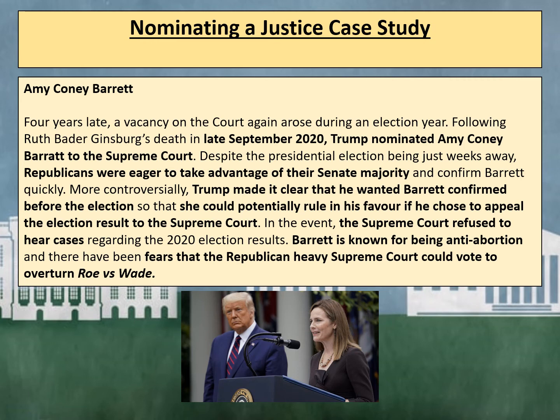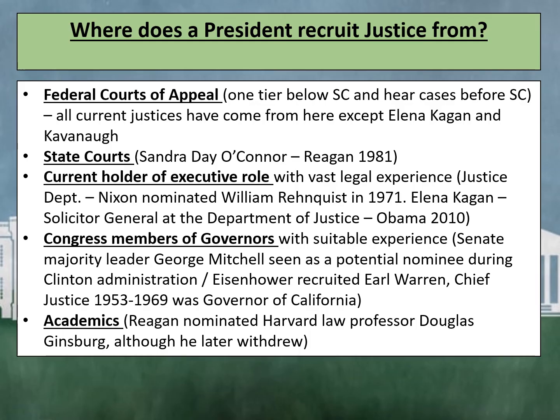Barrett quickly. More controversially, Trump made it clear that he wanted Barrett confirmed and on the court before the election so that she could potentially rule in his favour if he chose to appeal the election result to the Supreme Court, in the event the Supreme Court refused to hear cases regarding the 2020 election results. Barrett is known for being anti-abortion, and there have been many fears that the Republican-heavy Supreme Court could vote to overturn Roe v. Wade.